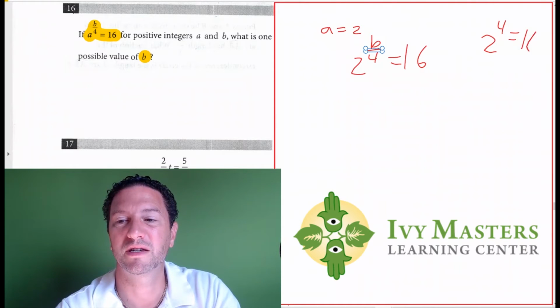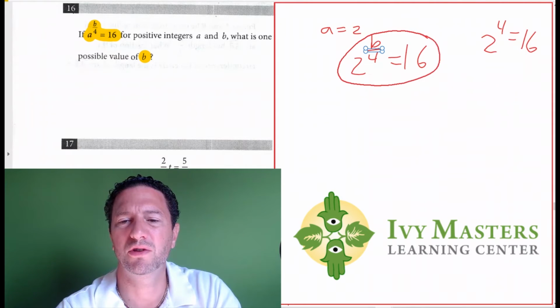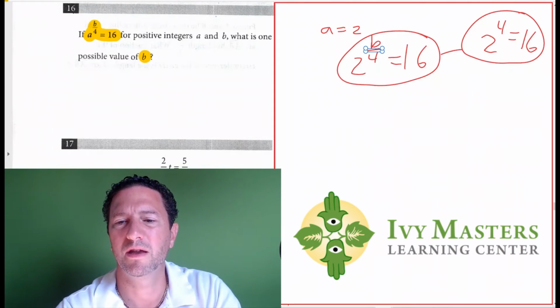And what you might know is that 2 to the 4th equals 16. So in other words, if 2 to the b over 4 equals 16 and 2 to the 4th equals 16, it's like a substitution problem. In place of this 16, you could put 2 to the b over 4. And what you get is 2 to the b over 4 equals 2 to the 4th.